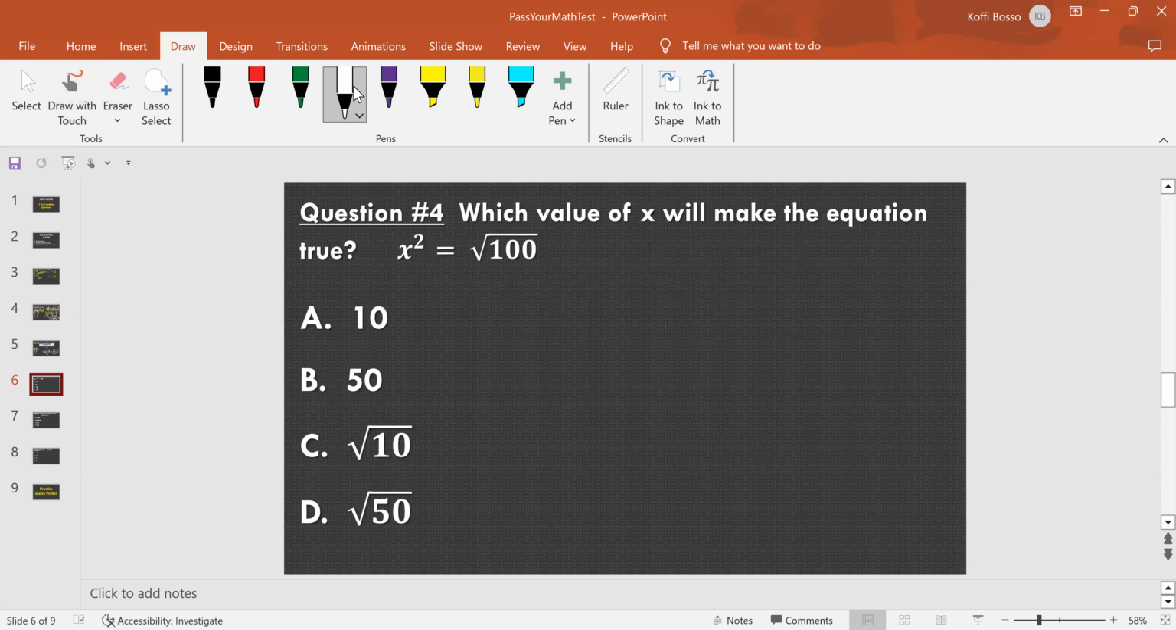Question number 4. Which value of x will make the equation true? We have x squared is equal to the square root of 100. This is a tricky question. Again, feel free to pause the video and solve it.